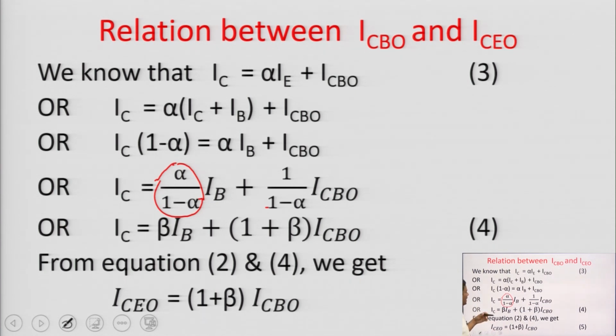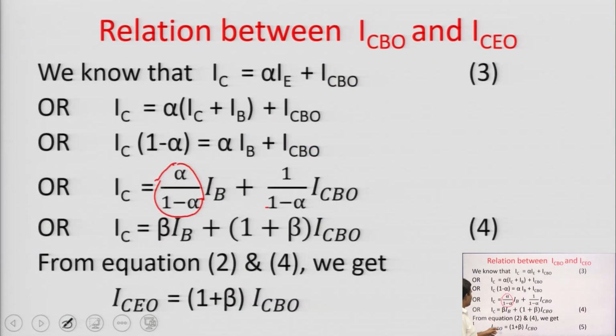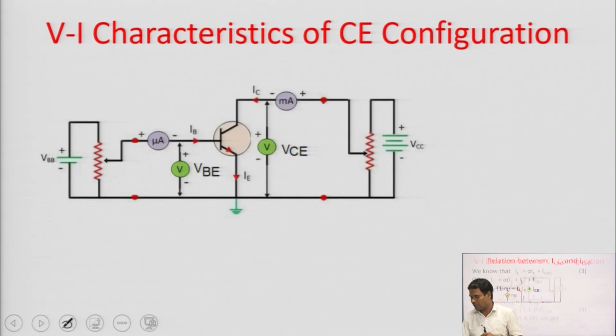If we compare equation 4 with equation 2, what do we get? We get that ICEO is equal to 1 plus beta times ICBO. This is the relation between ICEO and ICBO. This means in case of common emitter configuration, leakage current is greater than that of common base configuration. This is the relation between the two leakage currents.